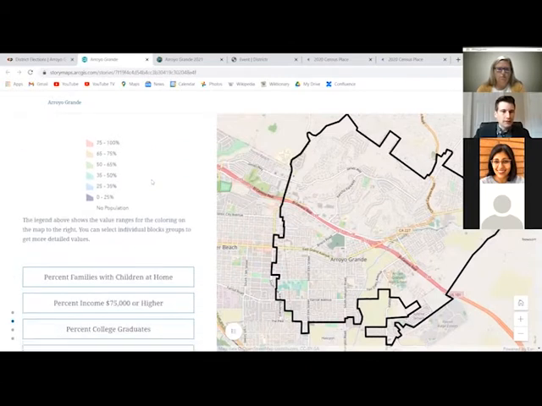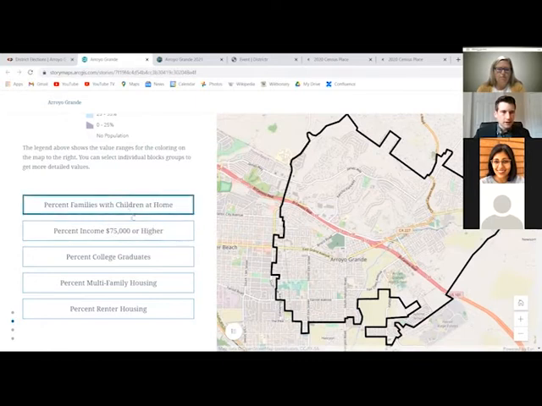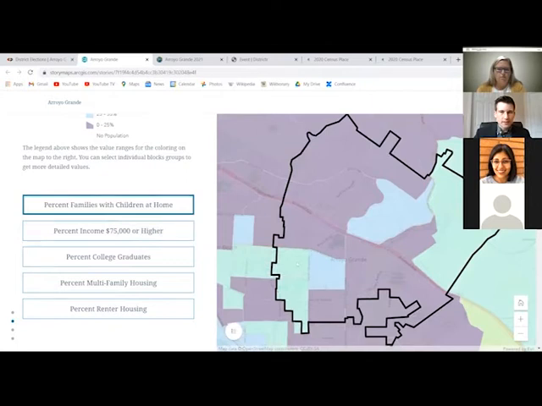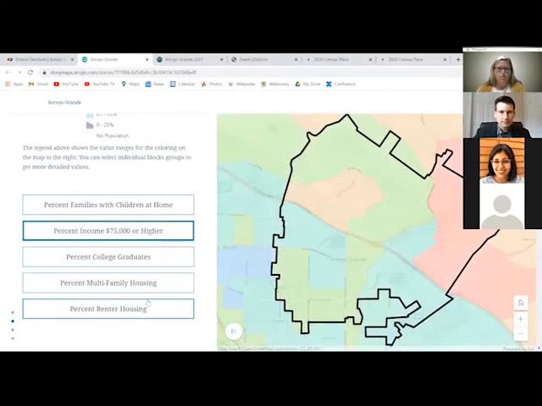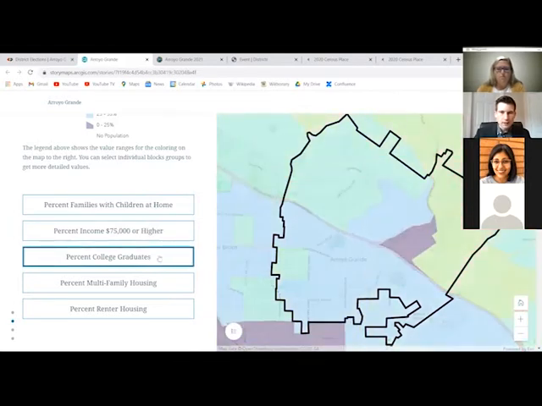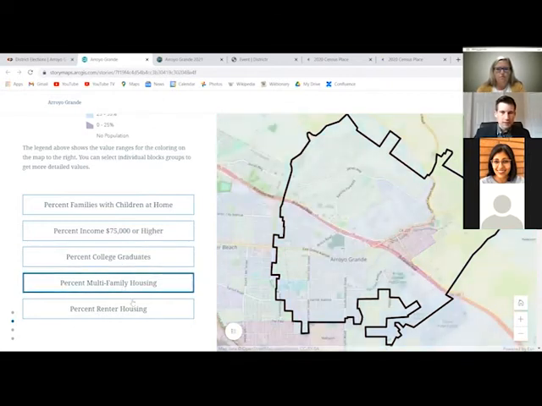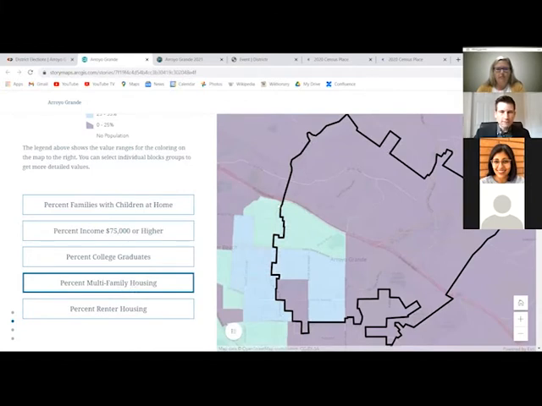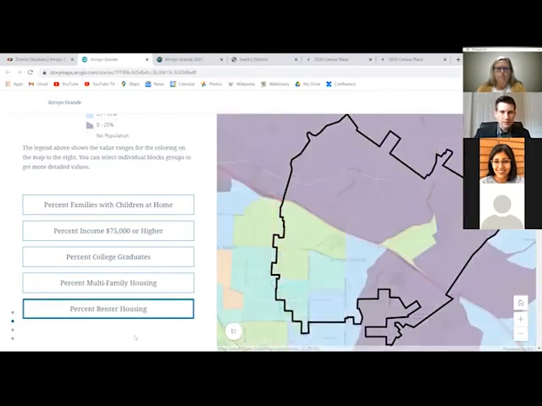We have other demographics as well. So you can look at percent families with children and see that this area has more families with children as well, although you do see that toward the east as well. If you want to look at income, you'll see that you have higher income people to the east, as well as up here in the hills, and lesser in the parts on the other side of the freeway. Percent college graduates, you have slightly more college graduates toward the east. Percent multifamily housing, you have slightly more people who live in apartments in this southwest area of the city. And percent renter housing, you also see a slightly higher concentration in the southwest area, as well as around the village.